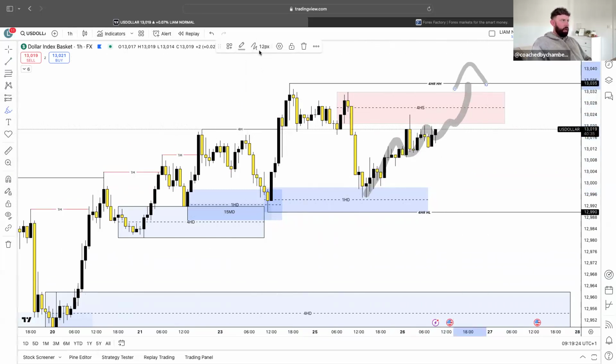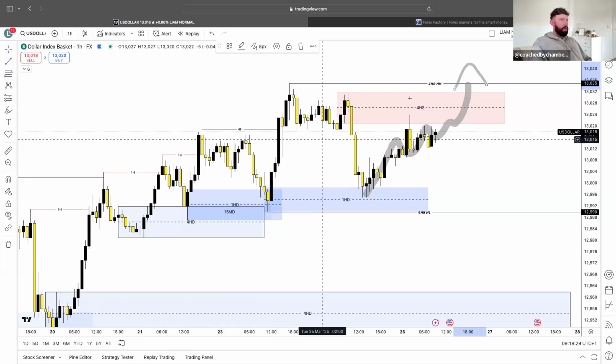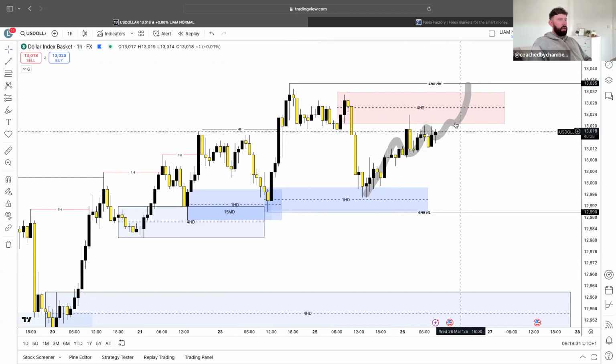If I change this lower, does it look better? Let me just do an 8. Well, that might be better. Yeah, so I expect the market to obviously carry on this trend.